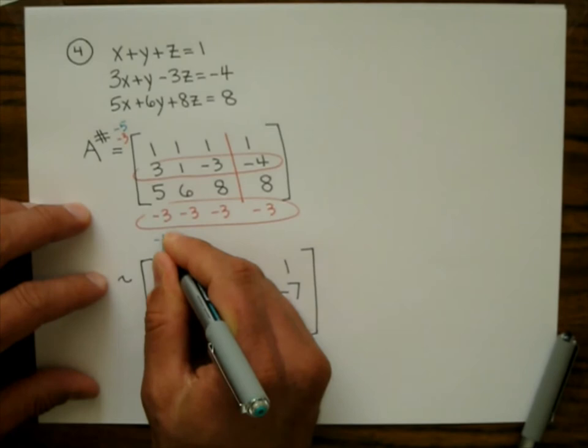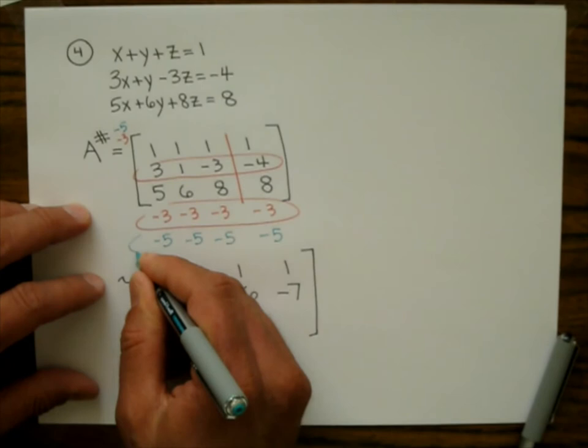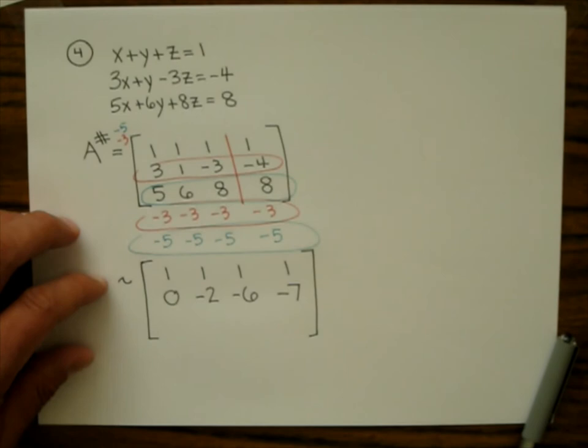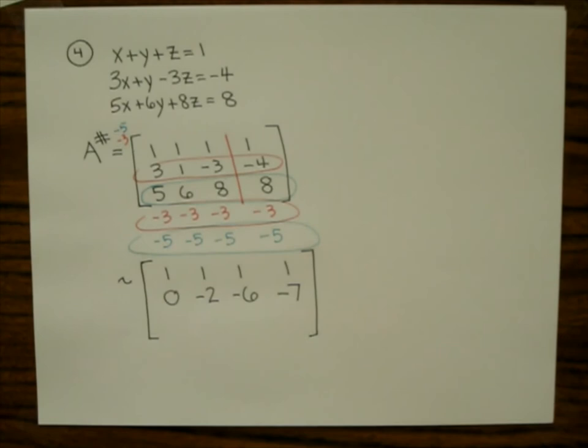negative 5, negative 5. If you are sitting in your apartment and your roommates are eavesdropping on the YouTube video you're watching right now, they're going to be like, what class are you taking? Why does he keep screaming out negative 5? Because it's funny. I don't know why.